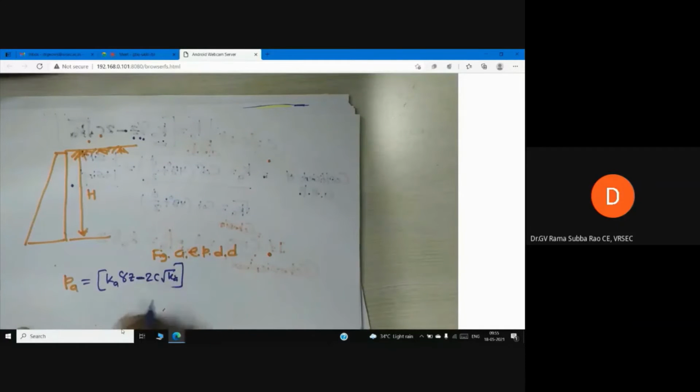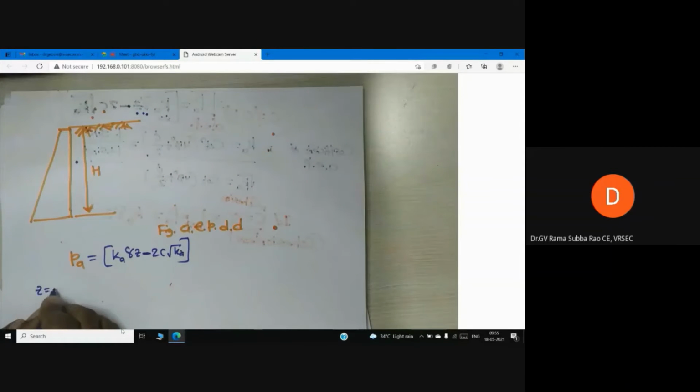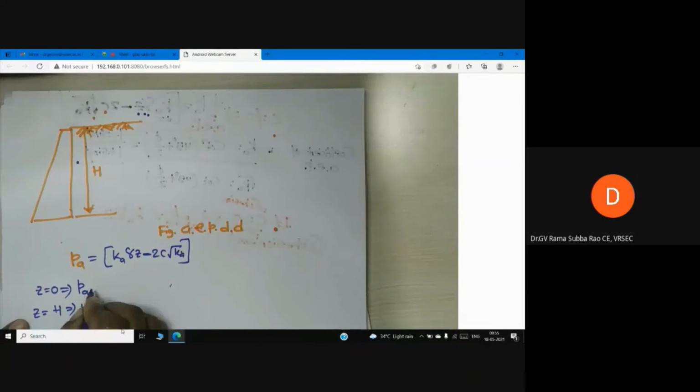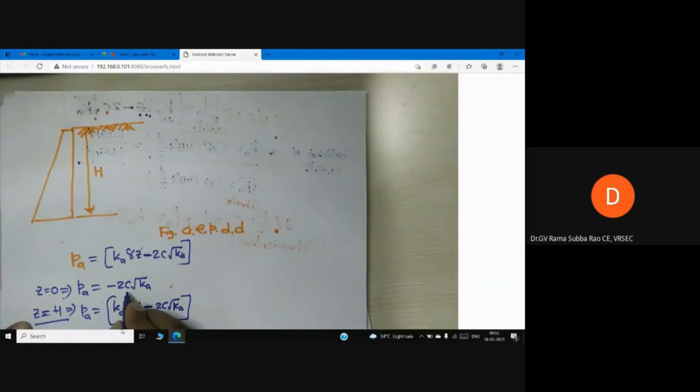Now my question is, if z is 0, what is Pa? If z is equal to h, what is Pa? Pa means active earth pressure. So when z is 0, we get minus 2c root Ka. When z is equal to h, what am I getting now? Ka gamma h minus 2c root Ka. See, this minus 2c root Ka is haunting me, right from top to bottom.